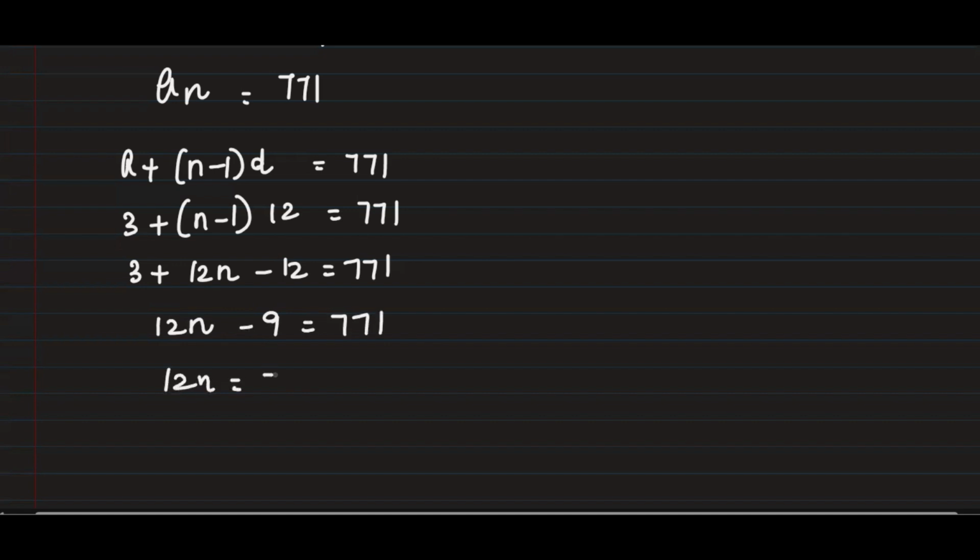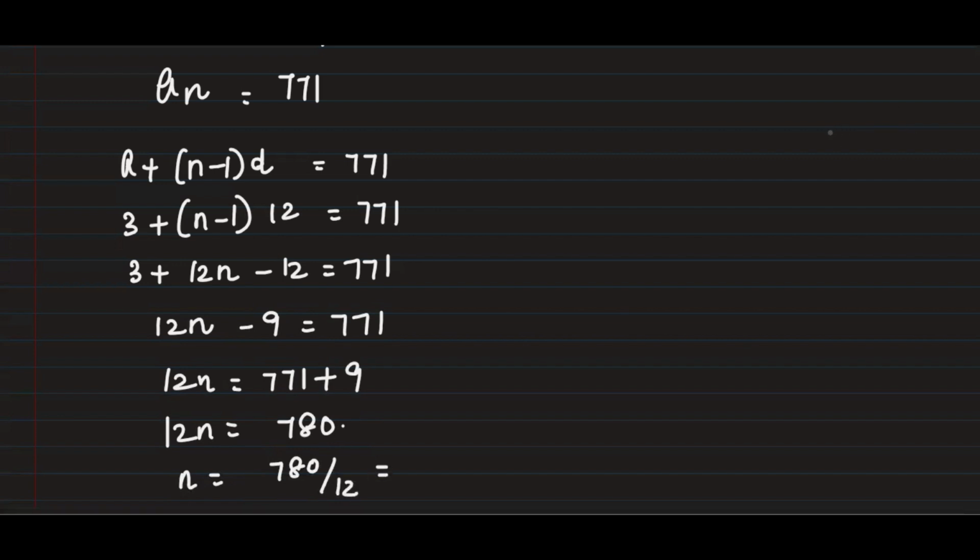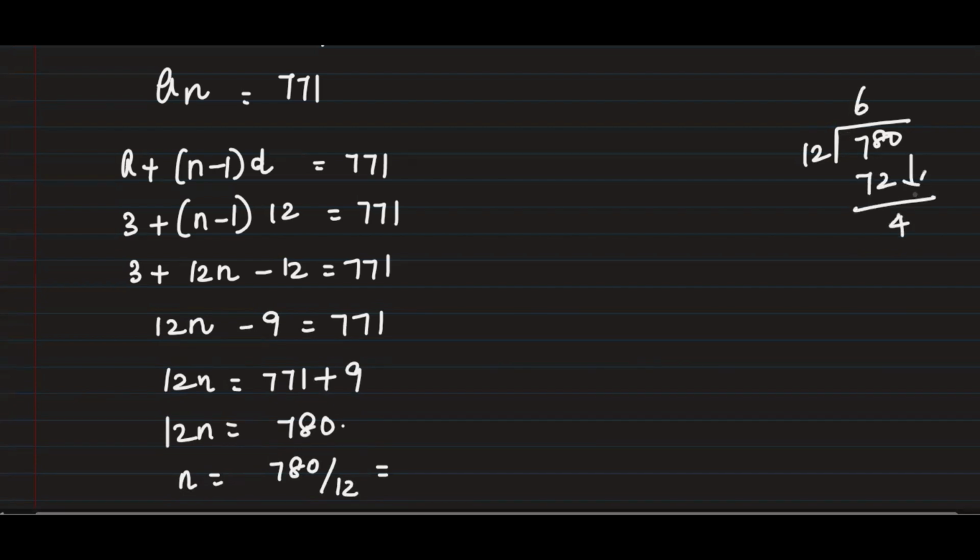12n is equal to 771 plus 9. So 12n is equal to 780. The n value is equal to 780 divided by 12. So dividing 780 by 12: 12 sixes are 72, then you will have 4. Bring the 0 down.